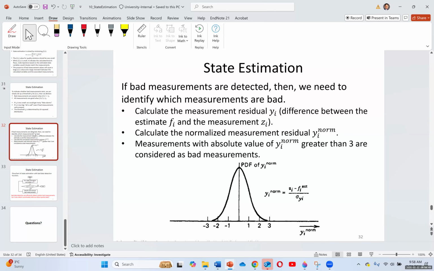If bad measurements are detected, then we need to identify which measurements are bad. We calculate the measurement residual y_i, the difference between the estimate f_i and the measurement z_i. Then we calculate the normalized measurement residual, y_i normalized, and measurements with an absolute value of y_i normalized greater than 3 are considered bad measurements. The average is 0, and we can find y_i norm using this equation: z_i minus f_i estimate over sigma y_i.